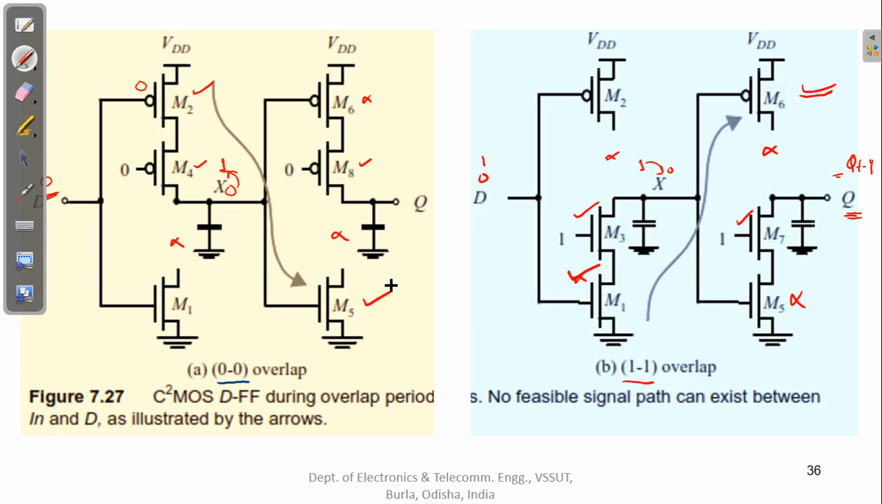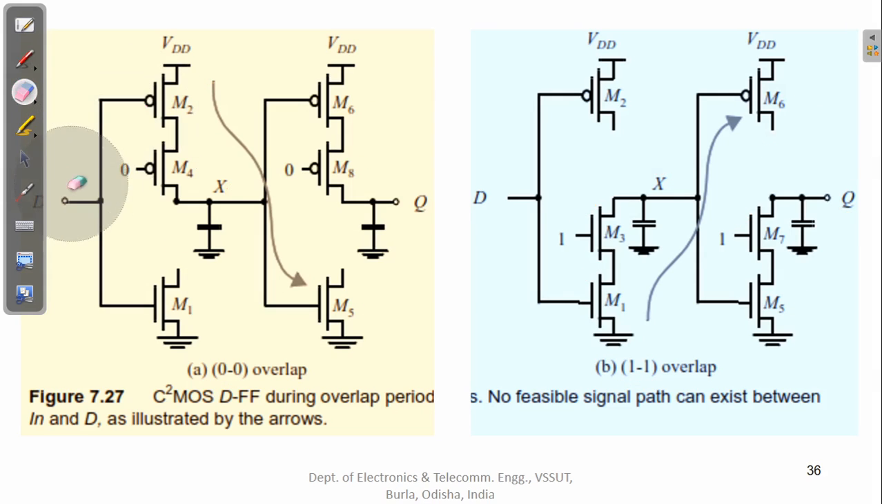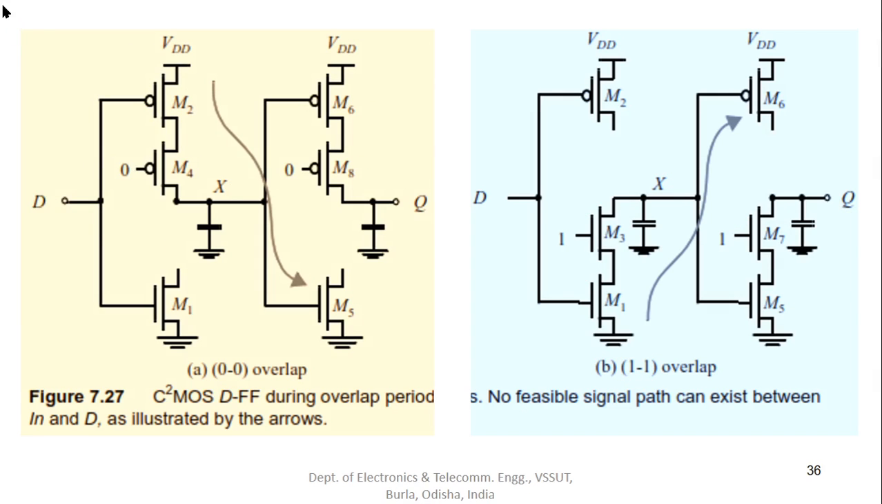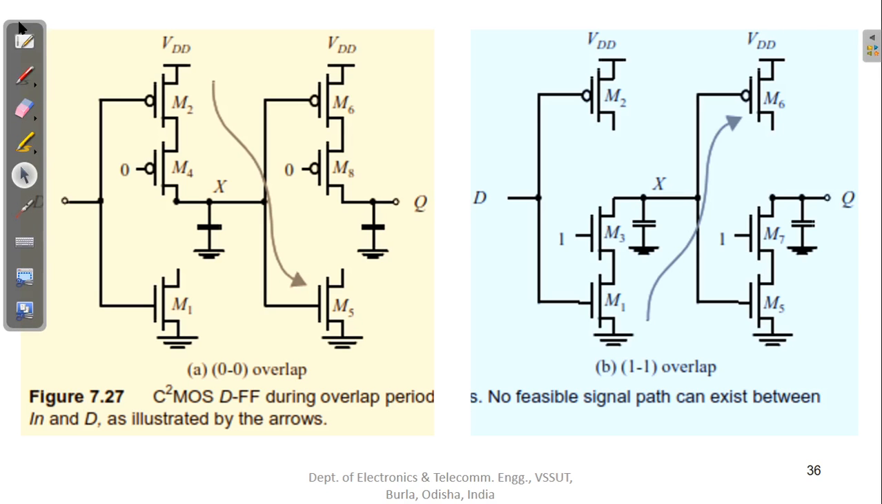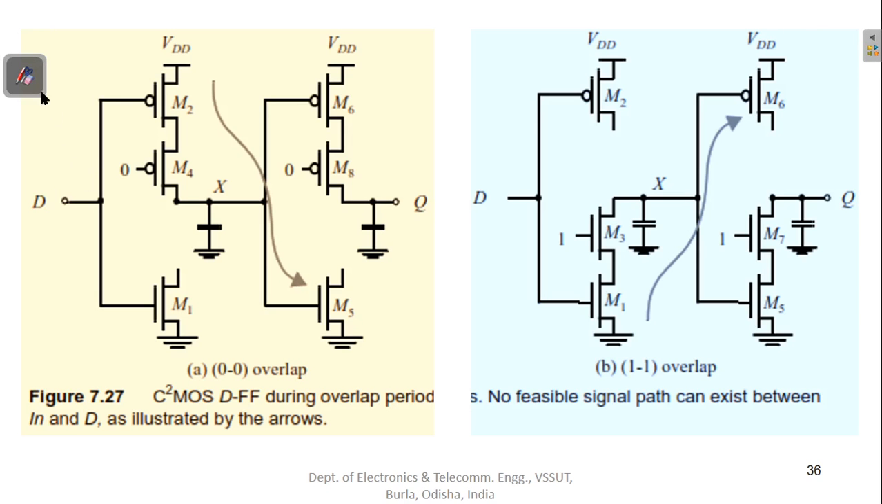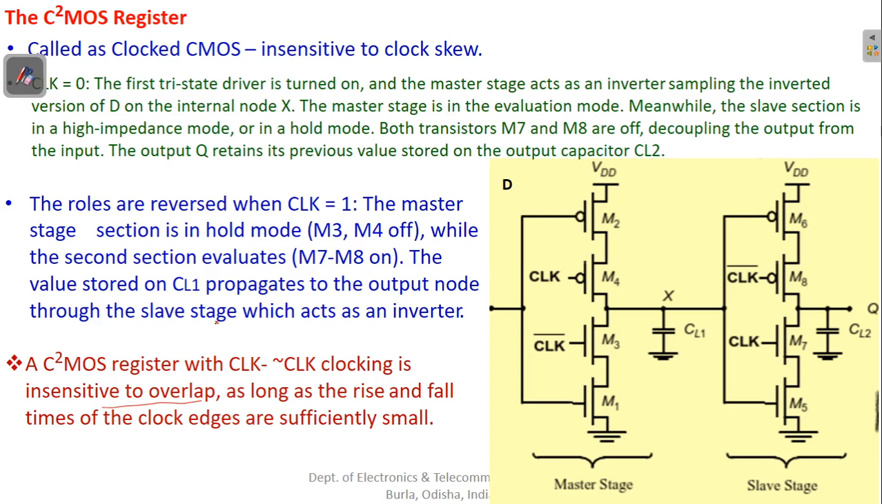Okay, so looking at this operation, we can see that this particular circuit is a good way to deal with the clock skew problem, that is when clock and clock bar both are 0, or when clock and clock bar both are 1. So this can be one solution to deal with the clock skew problem.